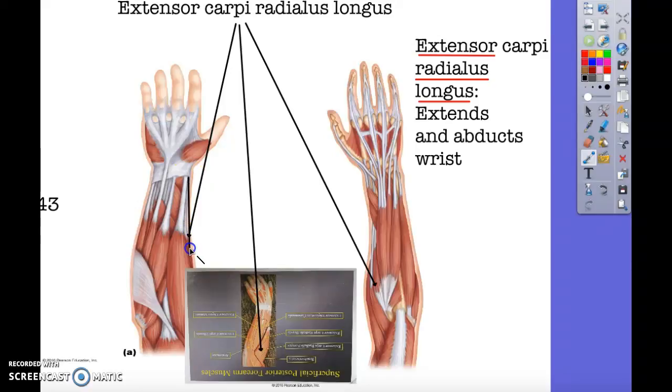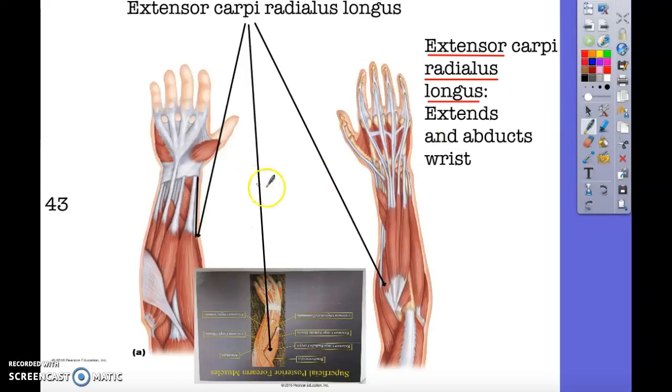Here we go. See it? Let's get rid of that. I'm going to draw it. Okay, so it's right here. You can barely see it. And then on the posterior side. So here we have the anterior side. Barely see it because it's on the side. Here's the radial side. And then here is the posterior portion. We see it right here.